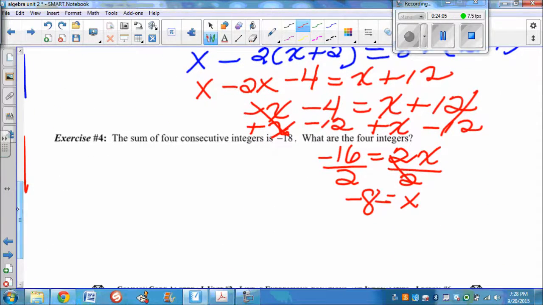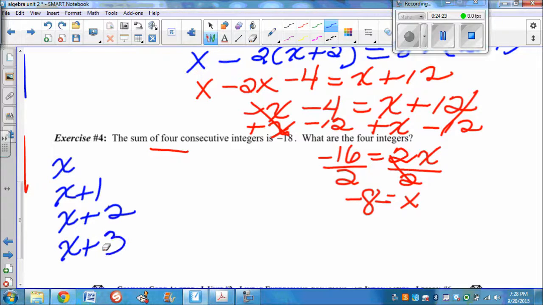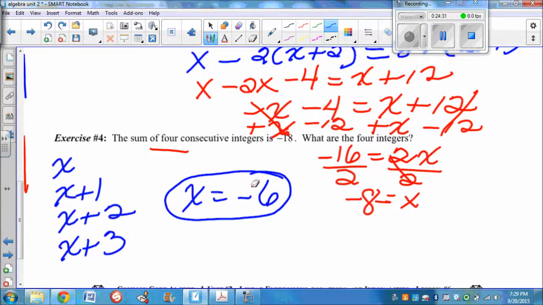And the last one, they're just talking about 4 integers. That would be x plus 1, because they just said consecutive, one right after the other, not evens or odds. Those would be your 3 let statements. And then when you wrote your equation, you would get x equals, and solved it, negative 6. Nice job, guys.